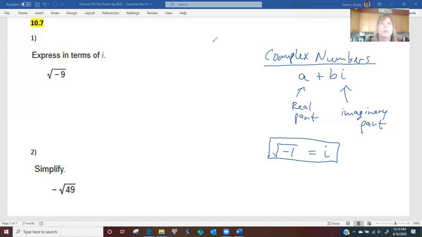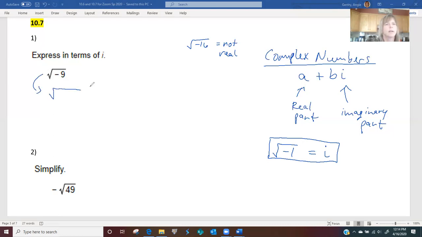Do you remember how before when we had, hey, simplify, and it said square root of -16, and we said not real, because at the time we didn't know how to deal with it? Well, in this case now we do know how to deal with it. We're going to simplify it. So let's do this one first.